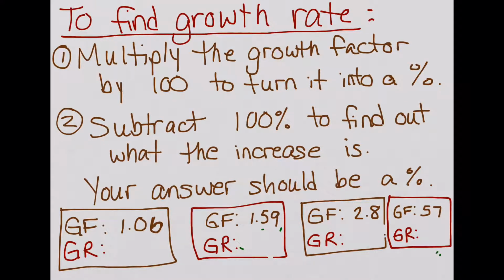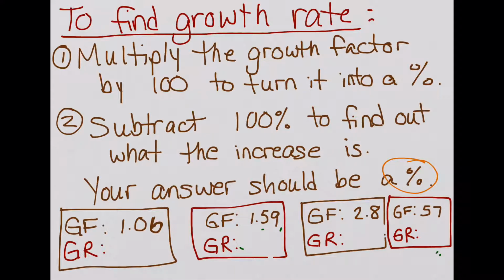This is a good idea to copy down into your composition notebooks maybe or on your classwork. So if you need to pause the video and copy this down right now, that's a good idea. To find the growth rate when you've been given the growth factor, first multiply the growth factor by 100 to turn it into a percent. And then you're going to subtract 100% to find out what that increase is. And since you're finding the growth rate, your answer should be a percent.